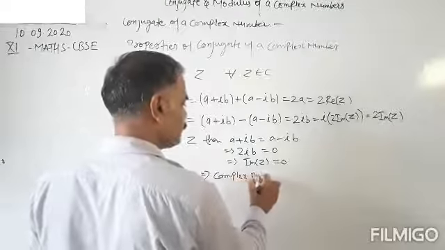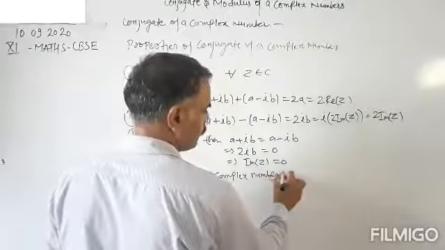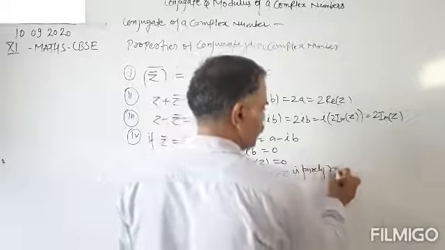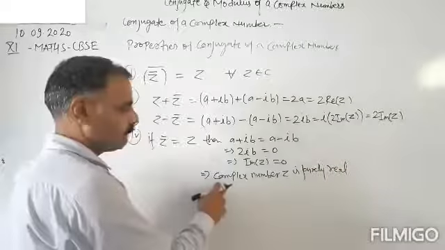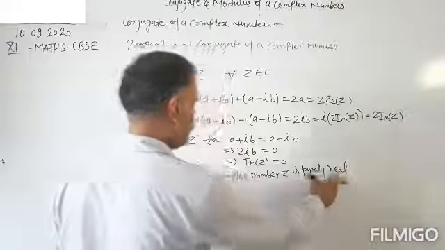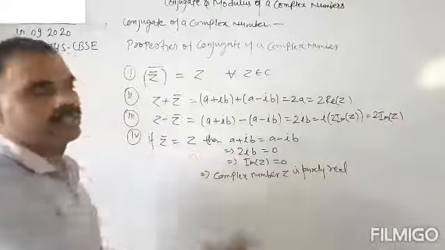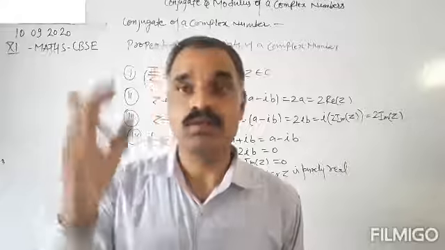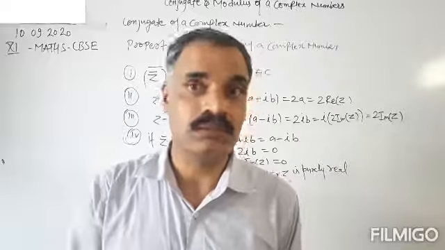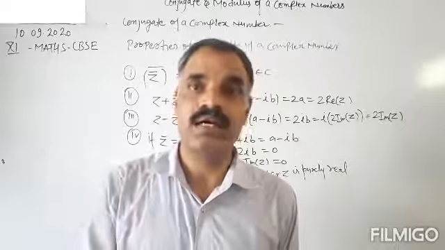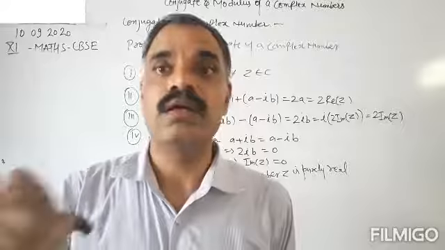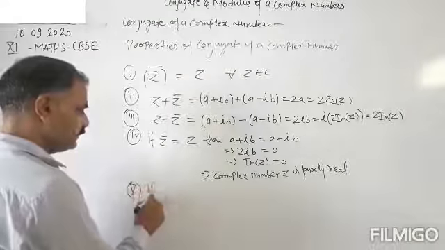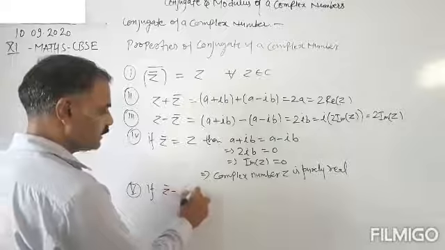Complex number z is purely real. Okay. So complex number z is purely real if z bar is equal to z. If the conjugate of a complex number is equal to the complex number, then the complex number is purely real. But the fifth property is if z bar is equal to minus z.